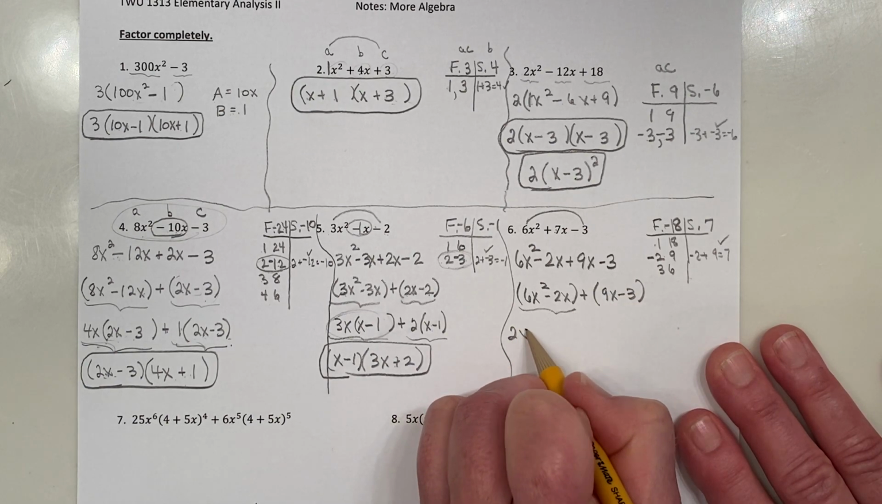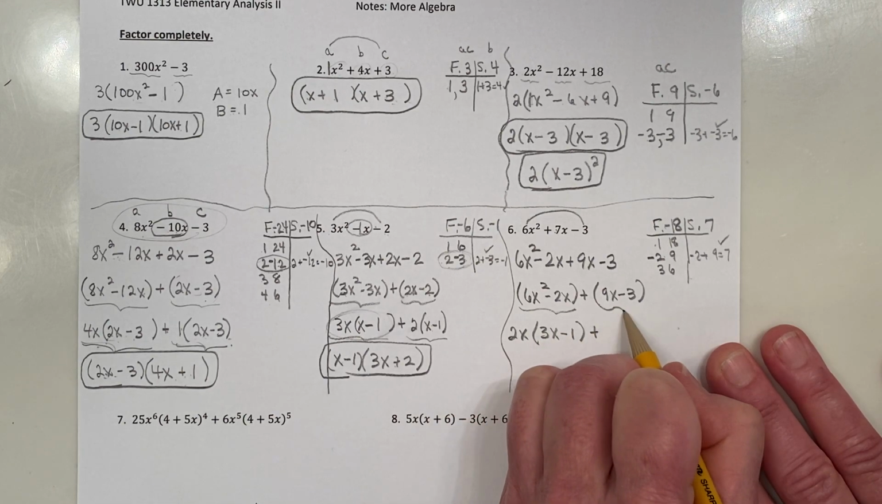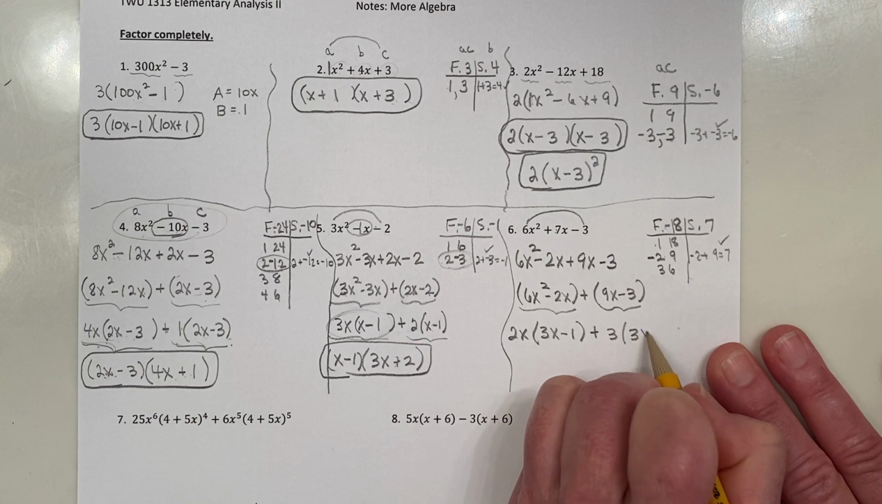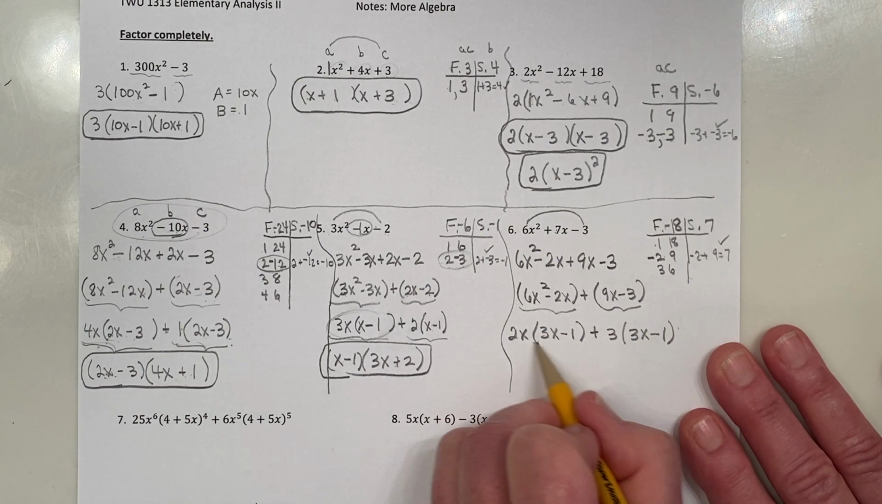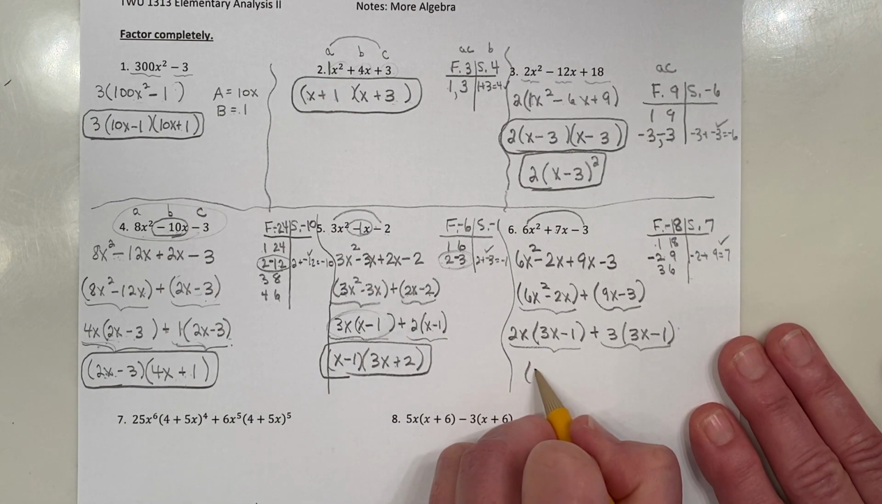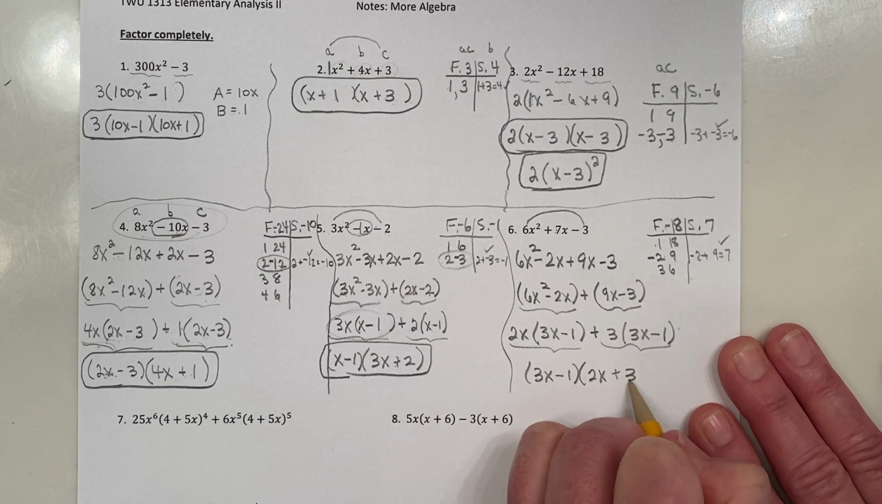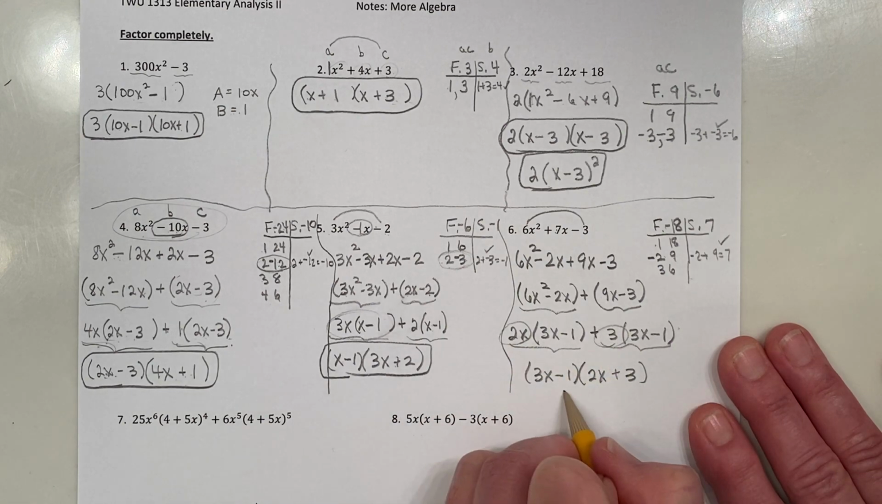All right, looks like you can pull out a 2x here. That'll leave 3x minus 1. Plus, it looks like we can pull out a 3 here, and that'll leave 3x minus 1. Well, I must have done everything right so far because I have the same parenthesis. And let's pull out that parenthesis, and that'll leave us 2x plus 3. These remaining factors.